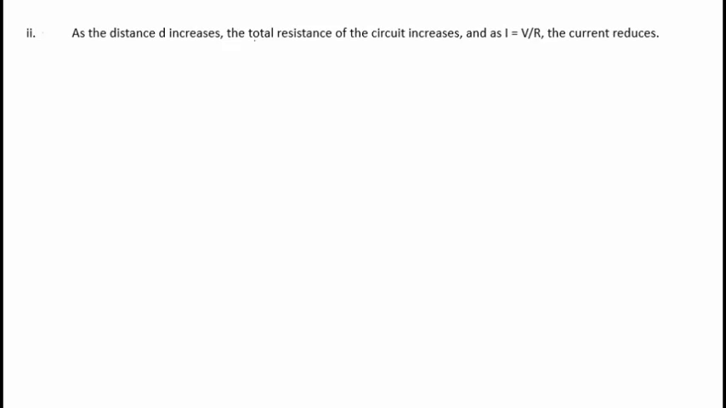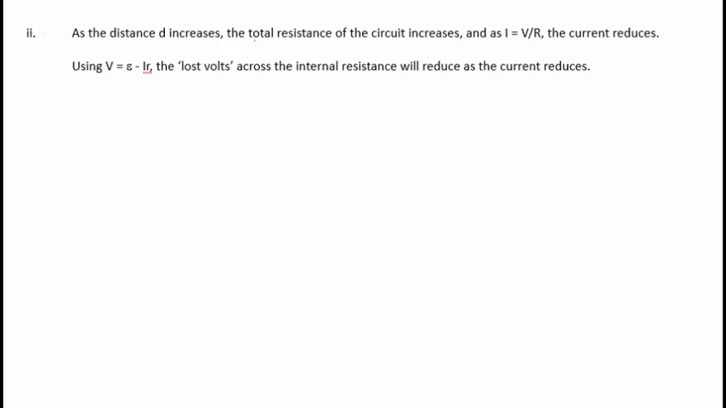In part 2 we have a graph of potential difference against distance along the wire, where we're to explain the variation of V with D in terms of the current in the circuit. Well, as the distance D increases, the total resistance of the circuit will increase, and as current is potential difference over resistance, the current will reduce. Using terminal potential difference is equal to EMF minus the current times the internal resistance, the lost volts across the internal resistance, this term here, will reduce as the current reduces. This gives a higher terminal potential difference.